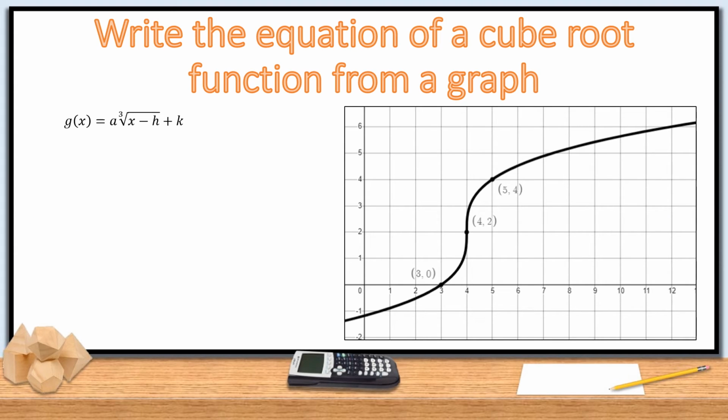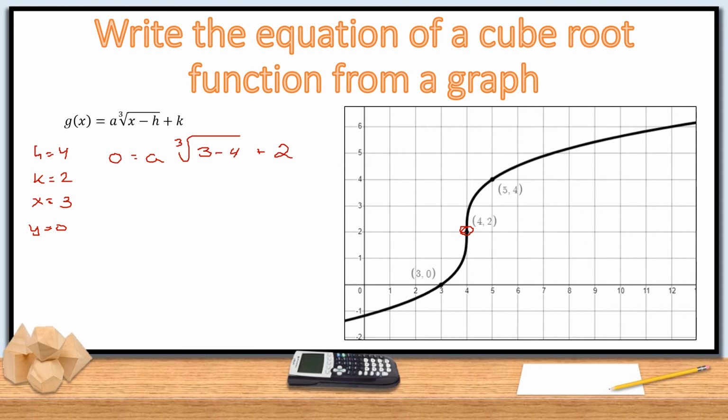All right, writing the equation. Again, no difference. We know the h and k values are given to us by that central symmetry point. So h equals 4, k equals 2. And then we've got 2 points given to us. We can pick either one. I'm going to do (3, 0). So x equals 3, y equals 0. So 0 is equal to a times that cube root. We said x was 3, h is 4, so minus 4, and then plus k, which is 2.